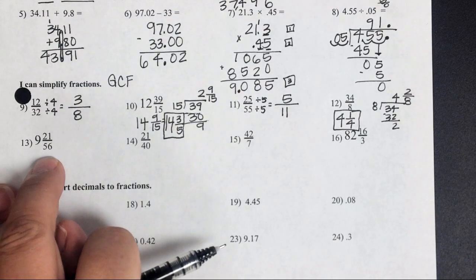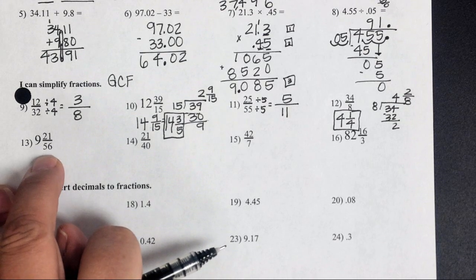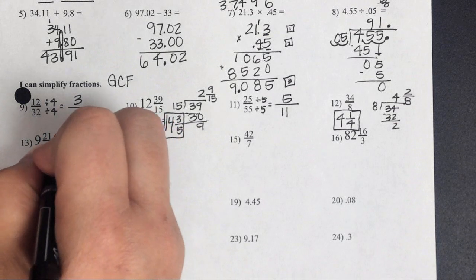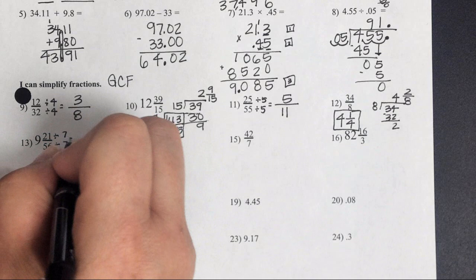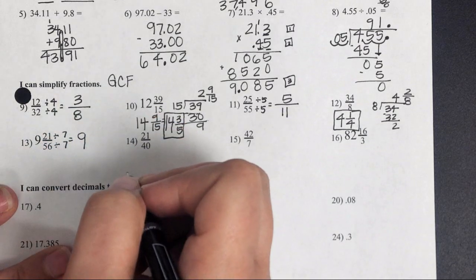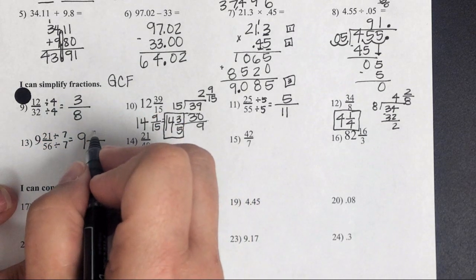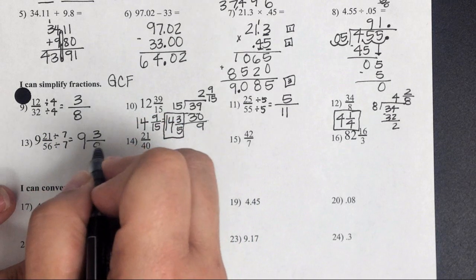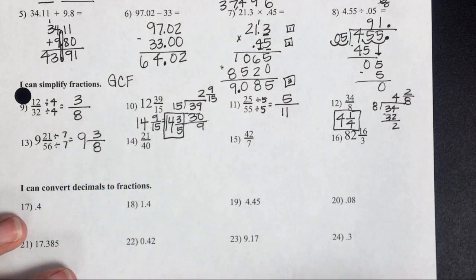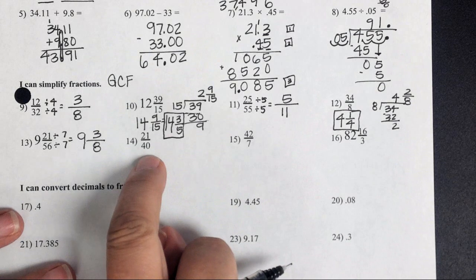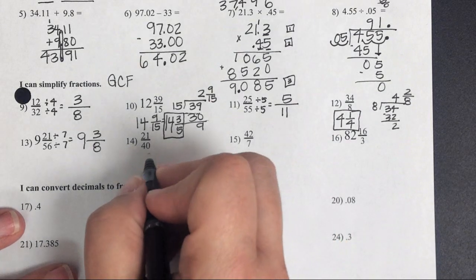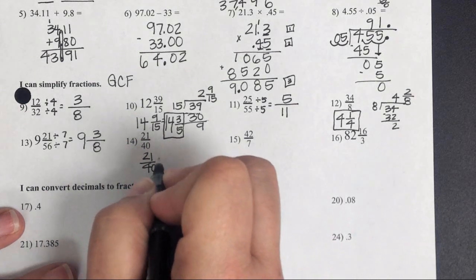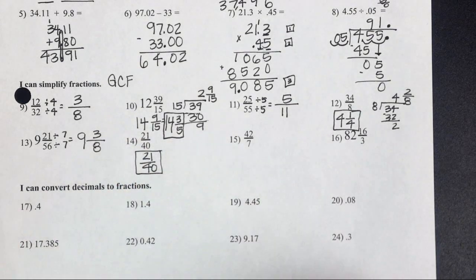All right, 9 and 21 over 56. It is a mixed number, but this number is not improper. Our greatest common factor between 21 and 56 would be 7. So again, we're going to keep our whole number the same. 21 divided by 7 would be 3, and 56 divided by 7 would be 8. Okay, for 14, we don't have a greatest common factor other than 1. So 21 over 40 would stay the same, cannot be simplified.